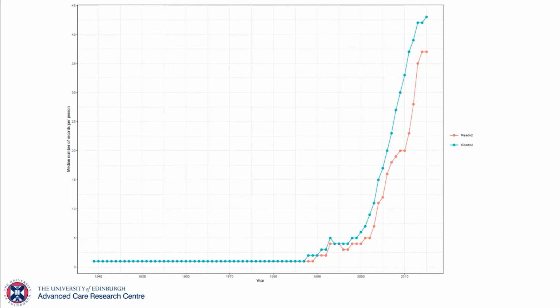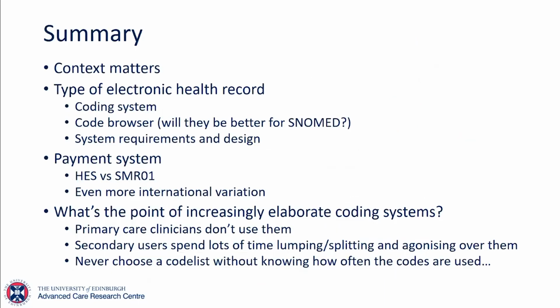And this is consistent. We know, for example, that the amount of money you earn under the Quality and Outcomes Framework, which was 20 to 25% of GP income, varies by the computer system you use, because some systems make it easier to do stuff than others. And if something's easier to do, you do it more often.